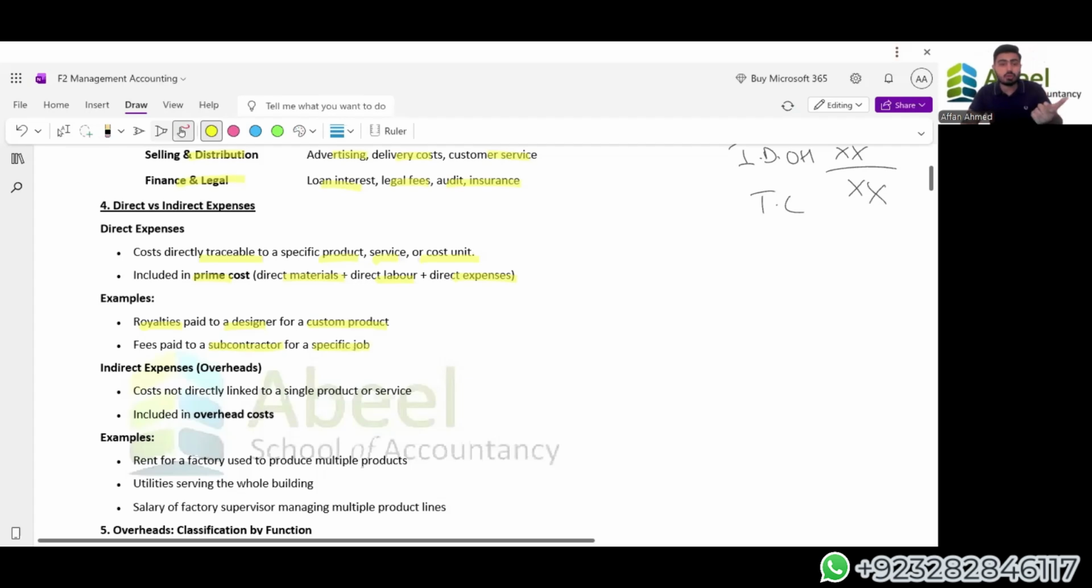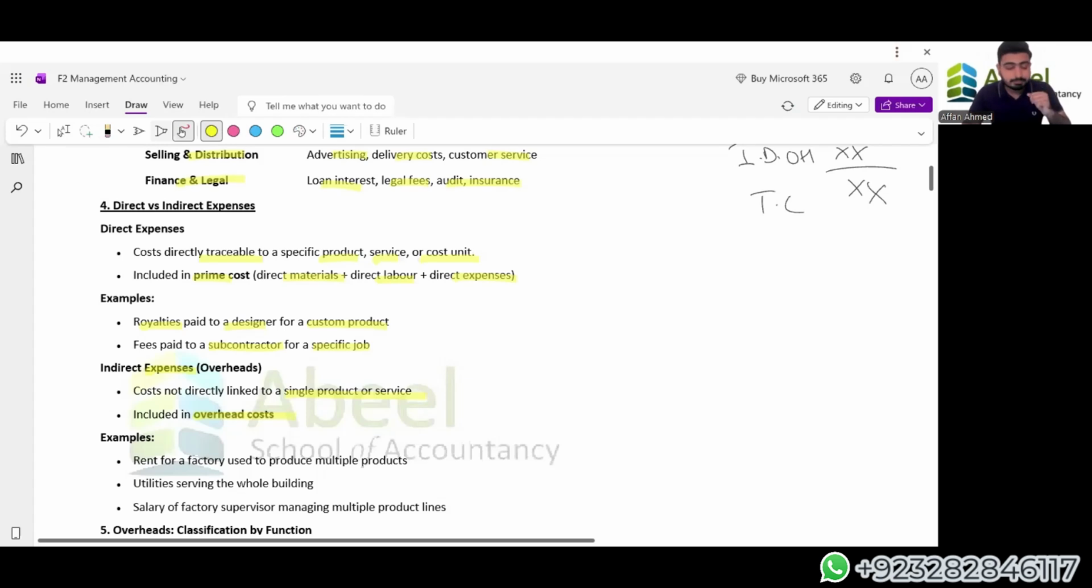I'm giving him a specific job, so he's working on the job. If I'm paying him something, it is directly related to the job, right? If I'm teaching you and I'm charging you money, it is a directly relatable cost or directly relatable expense. Okay. Now, indirect expenses: cost that is not directly linked to a single product or service is included in overhead cost.